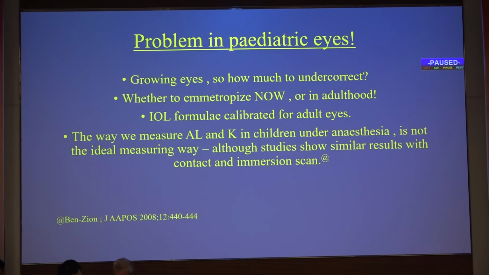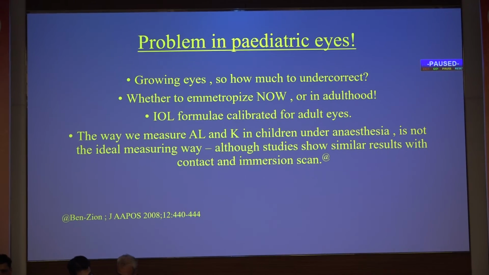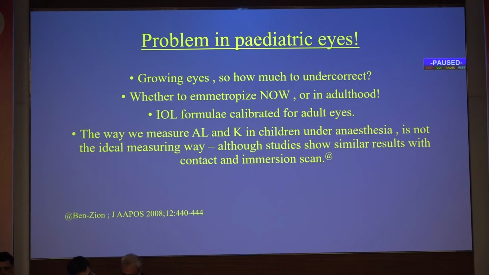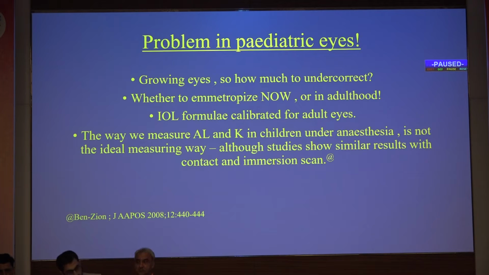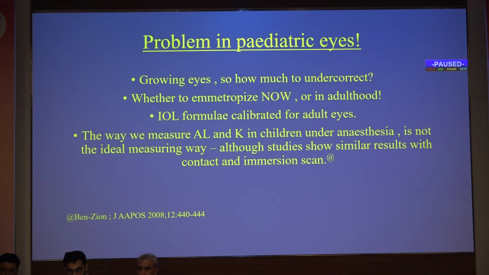Also, the IOL formulas that we use are usually calibrated for adult eyes. And the way we measure the axial length and the keratometry in children under anesthesia is not the ideal way, because when we are using ultrasound, the sound should reflect exactly from the fovea, whereas in children under anesthesia we are not exactly sure whether it is hitting the fovea, so even a little bit around the fovea will give a lot of errors.